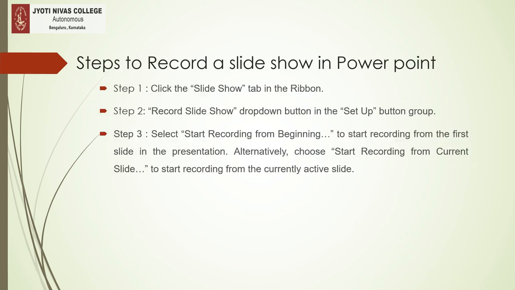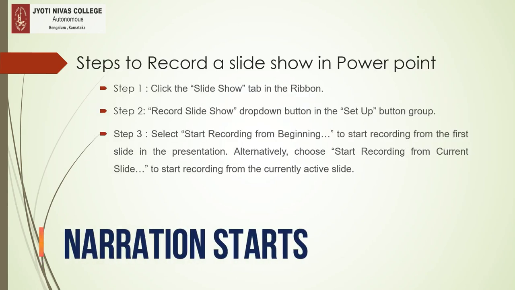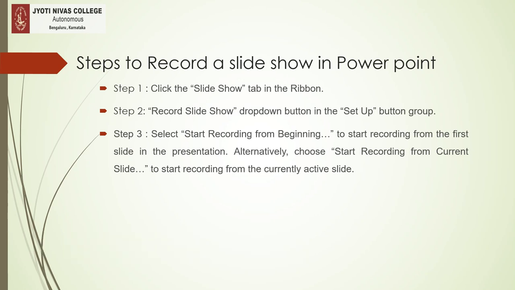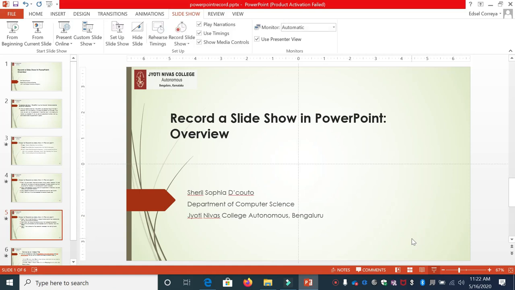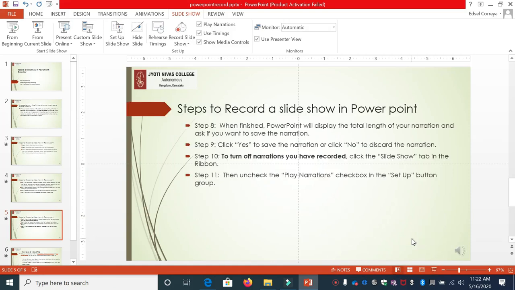Click next. Step 1, click the Slideshow tab. Step 2, Record Slideshow. Step 3, select Start Recording from beginning. Step 4, you can select slide and animation timing. Step 5, start recording. Step 6, record the narration for the first slide. Setup.